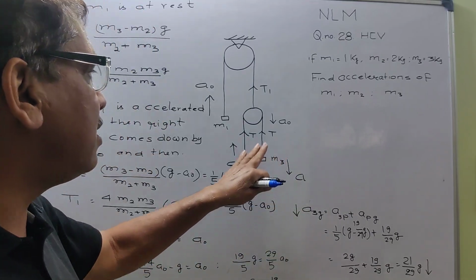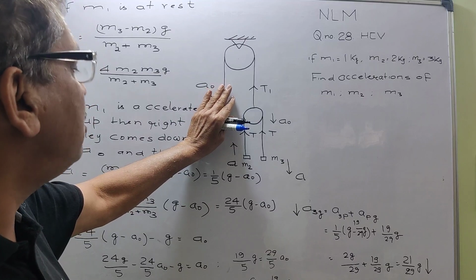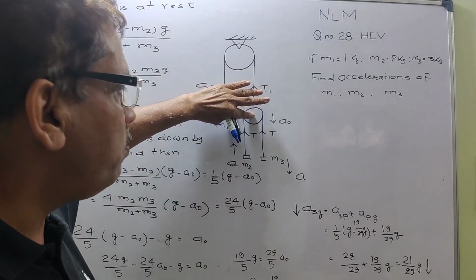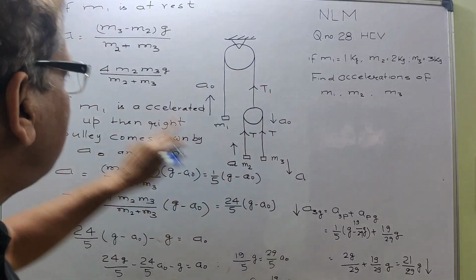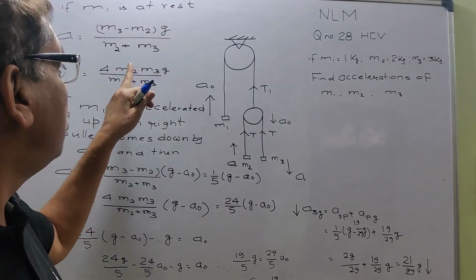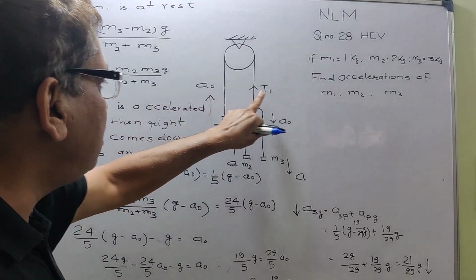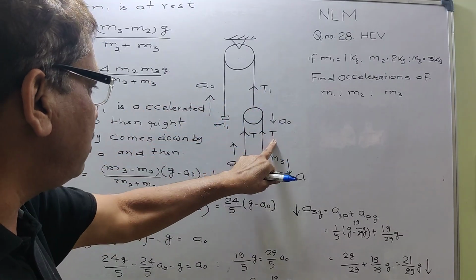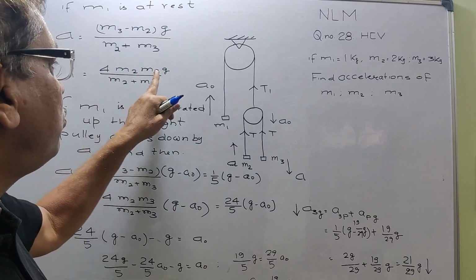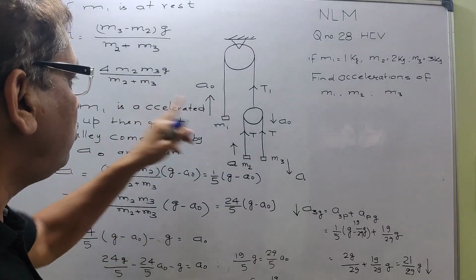Now to decide the acceleration, suppose I take M1 at rest. If M1 is at rest, then this pulley will not be moving. I can find out this acceleration as equal to net force by total mass, (M3 minus M2) divided by (M2 plus M3) times G, and the tension in this cord can be given as 2T, and 2T will be 2 M2 M3 G by (M2 plus M3), and we can find out the tension in this cord.